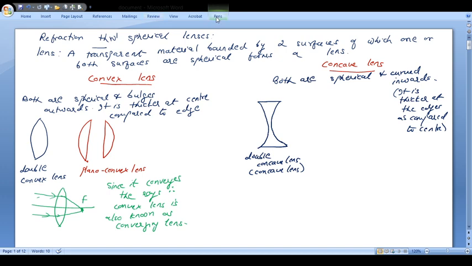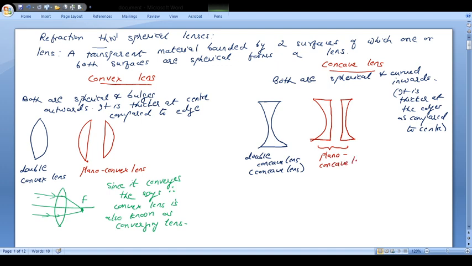Another thing you can have is that not necessarily both are curved. One can be curved and one can be plain. Here I can show this: this is curved and the other one is plain. Or I can show it like this: this can be plain and this can be curved. Whatever may be the case, you will still find that it is thicker at the edges and thin at the center. So these are basically your plano-concave lens.